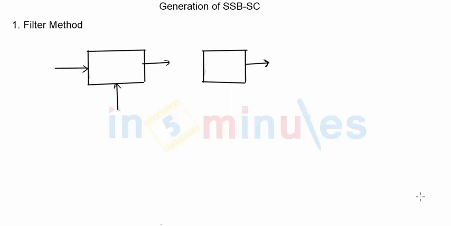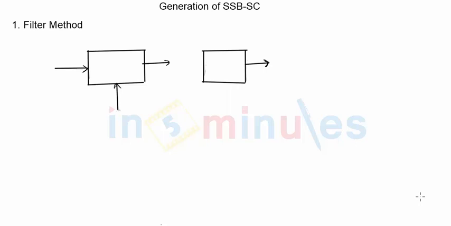Now let us see how to generate single sideband suppressed carrier. That means we now do not want the carrier as well as one of the two sidebands, which could be any one. I can have upper sideband in my final output, in which case I will have to suppress the lower sideband. Or if I want to keep the lower sideband in my final output, I will suppress the upper sideband.